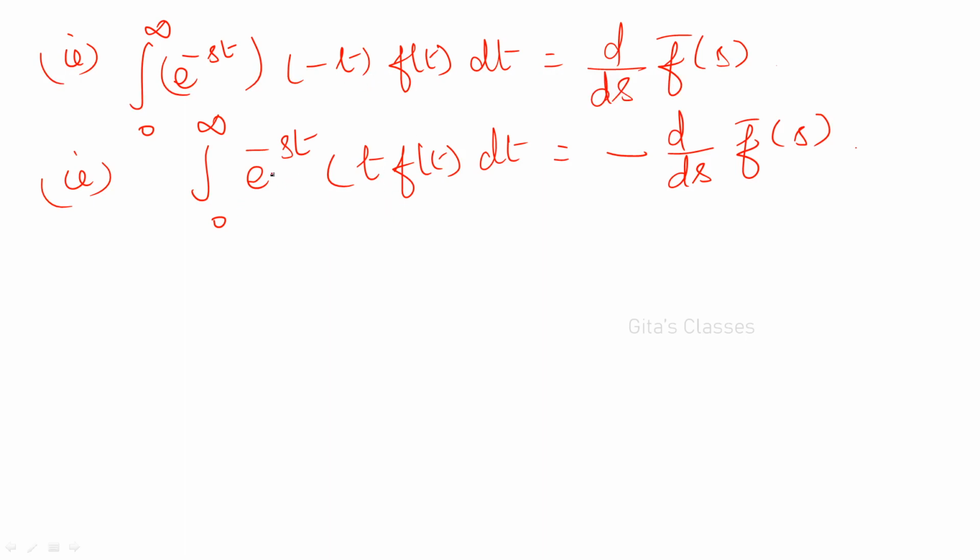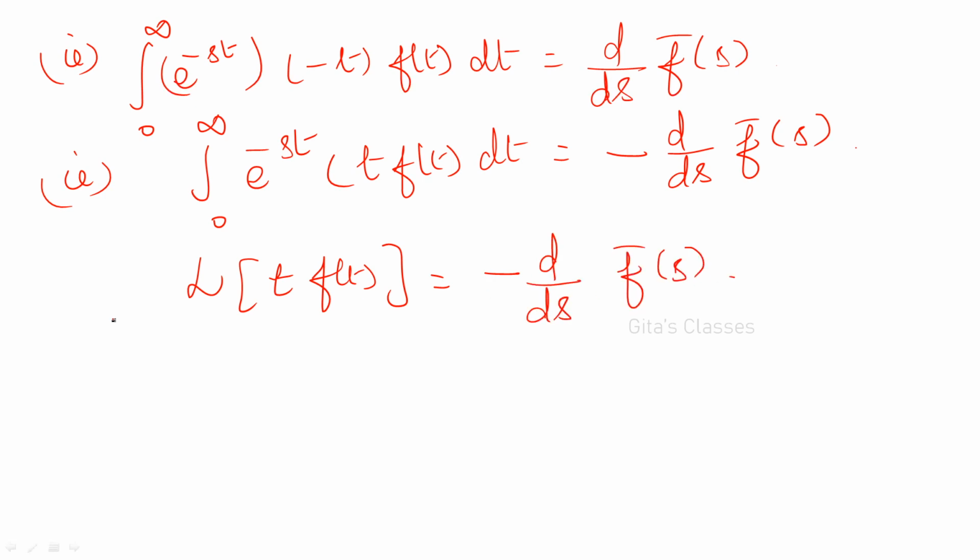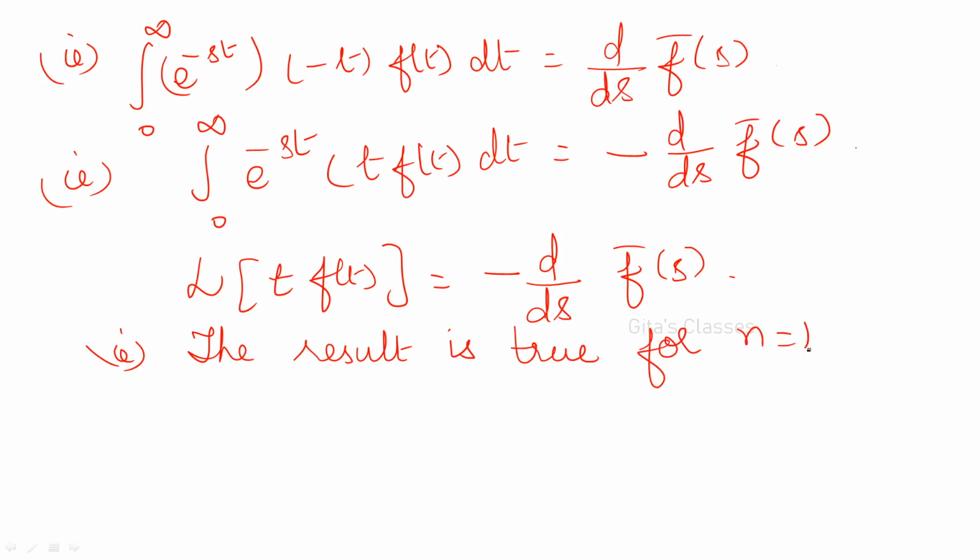And what is this by definition? If you have e power minus st into f of t dt, we write it as L of f of t. So here, in the place of f of t, we have L of t into f of t. Therefore, L of t into f of t is equal to minus d by ds of f bar of s. That is, the result is true for n is equal to 1. Okay. Now let us assume the result is true for induction hypothesis.